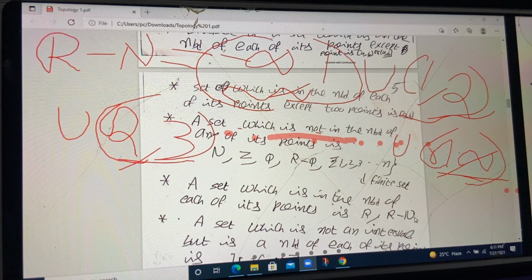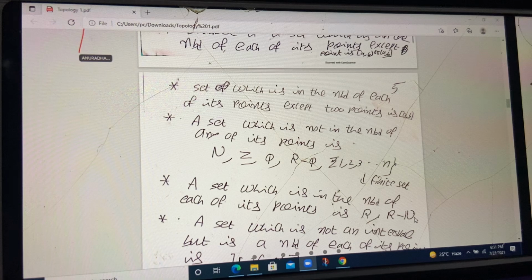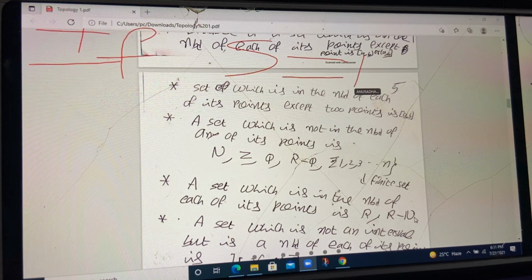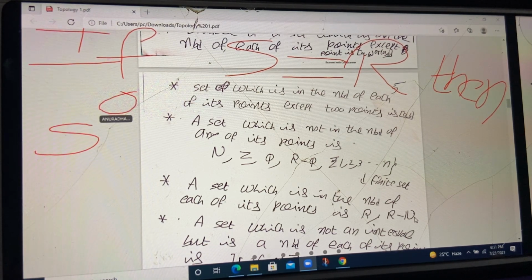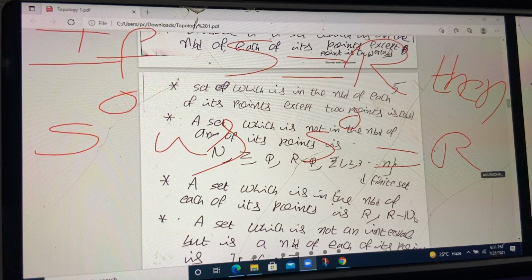How does the question come in the entrance? If S is equal to R, then what is the interior of S? For R, the interior is itself, because every point of it is an interior point.